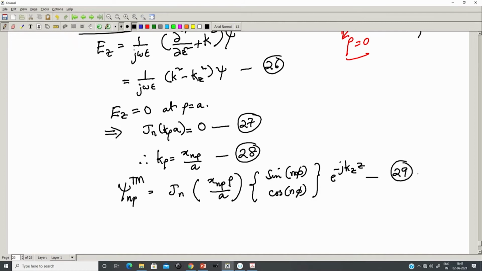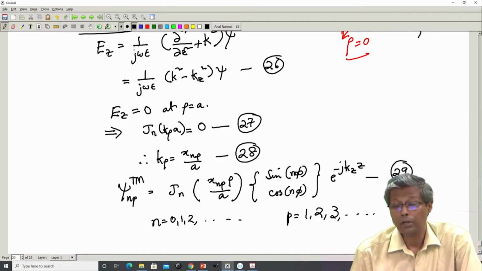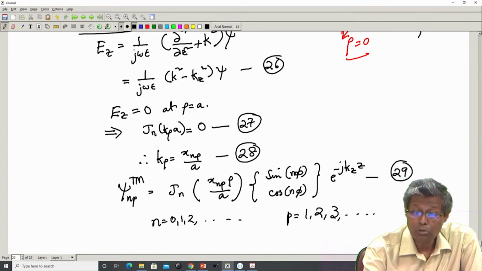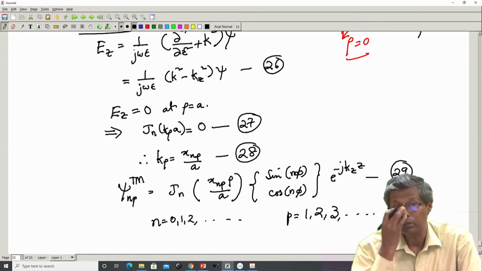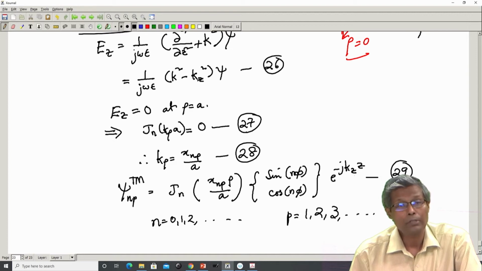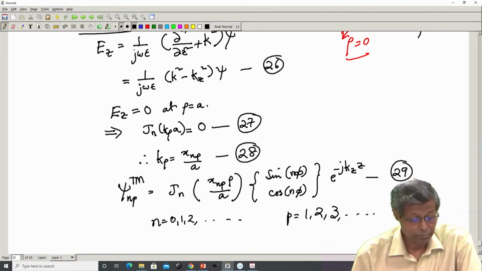So, which is equation number 29, where n can be 0, 1, 2 etc., and p can be 1, 2, 3 etc. For a particular value of n equal to 0, p can vary between 1, 2, 3, 4, 5, 6, infinite, it can take on infinite number of values. Then corresponding to n equal to 1, again p can take infinite number of values. So, as we said, these are the roots to equation 27 corresponding to the zeros of the nth order Bessel function of the first kind.